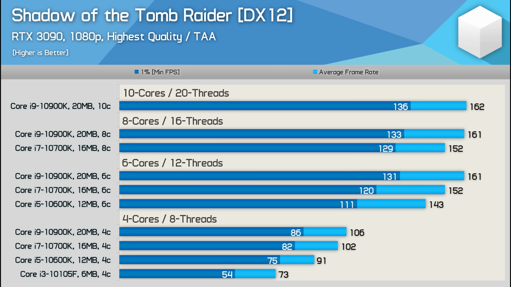Now, as I was wrapping up the quad-core testing, I thought it might be interesting to rerun a few of these tests using the GeForce RTX 3090. So I did that, and here are the Shadow of the Tomb Raider results. Quite interestingly, with 6 cores enabled, the 10600K was 13% slower than the 10900K when using the Radeon GPU, but now it's 15% slower. So not a huge change there.